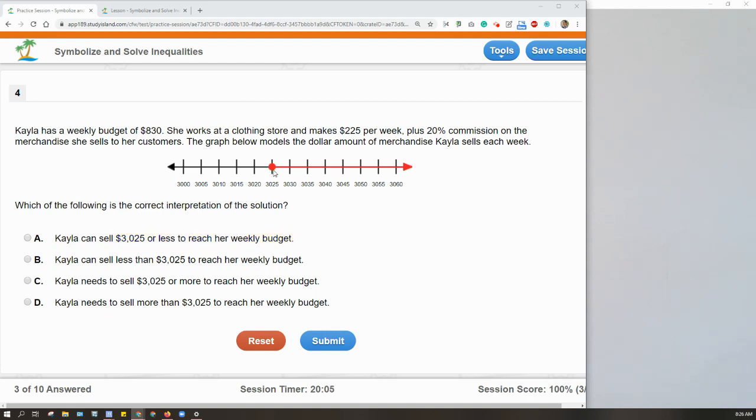Well, right away, is this representing that she can sell something or less? No, it's pointing to the greater side. So she can sell that much or more. So Kayla can sell less than $3,000? No. Kayla needs to sell $3,025 or more. That's the right answer. D is not right because it says that she needs to sell more than that much. But the solid dot on the graph indicates that she can sell exactly $3,025 and meet the goal that she needs to meet.